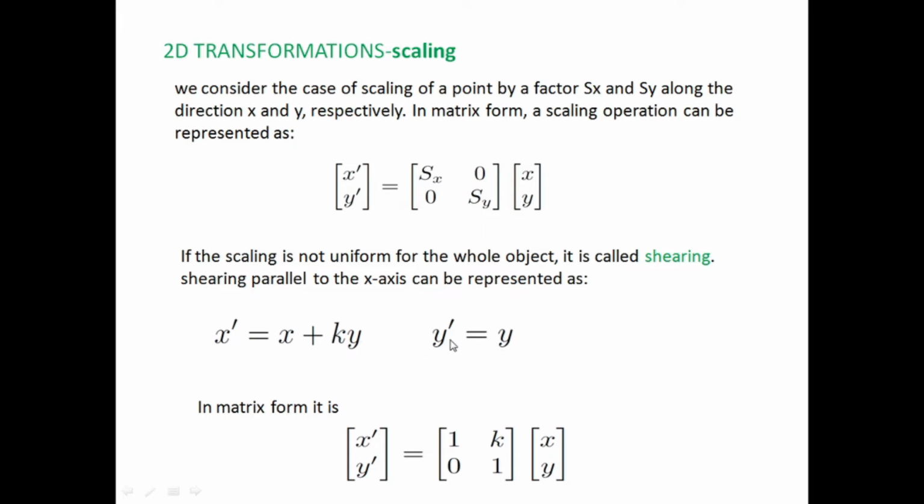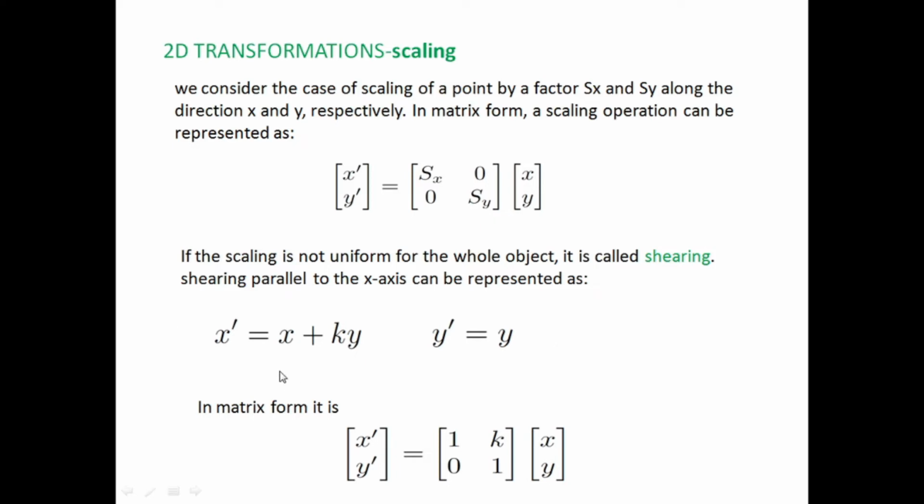So here y dash, whatever the previous y, the same y is replicated in the new coordinate. That means y is not undergoing any scaling operation. But if you see the x value, the x value is scaled up by some units, and we can see a new x in the form of x dash. So x dash equal to x plus ky, and this is nothing but shearing done parallel to the x axis. Because the y value remains constant, the y value is the same.